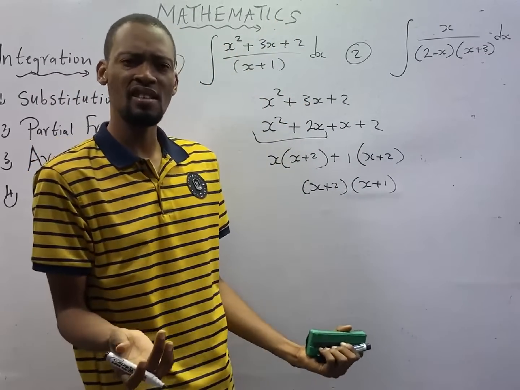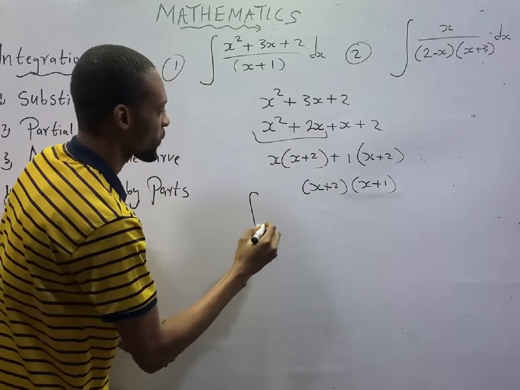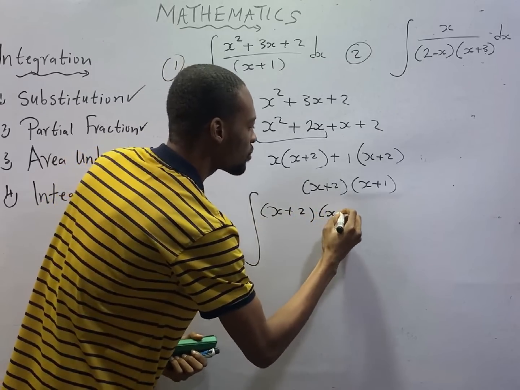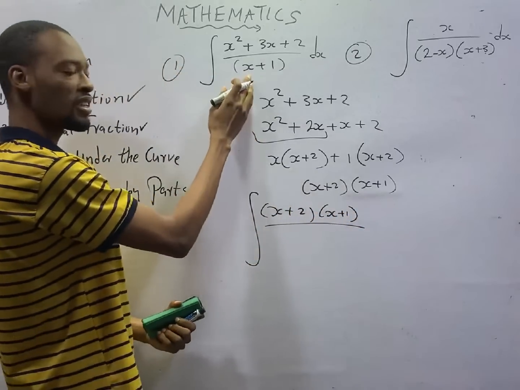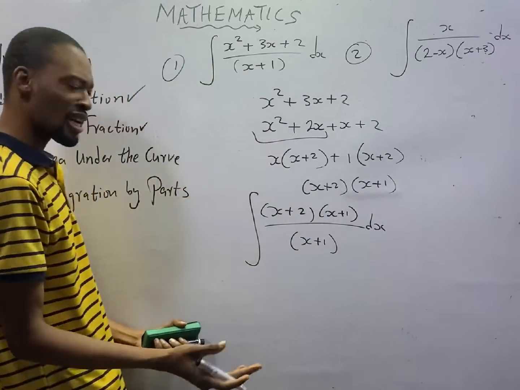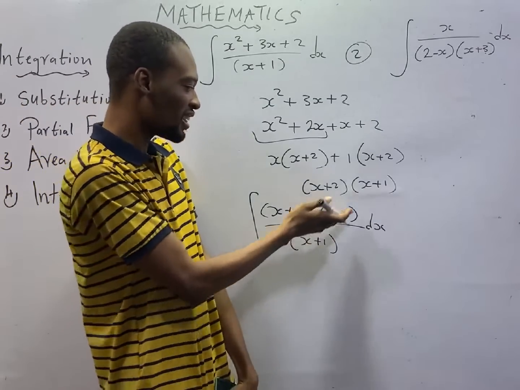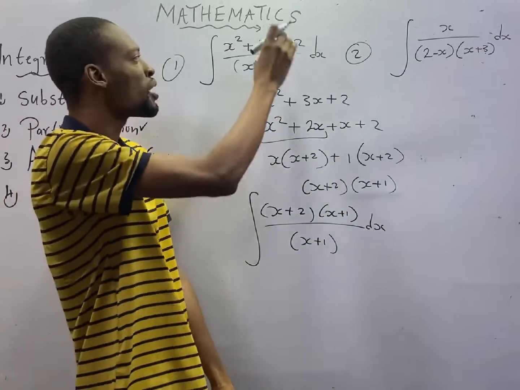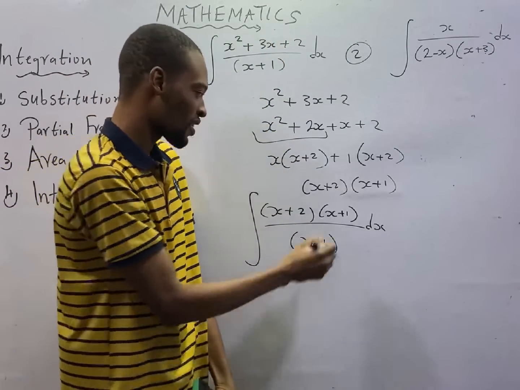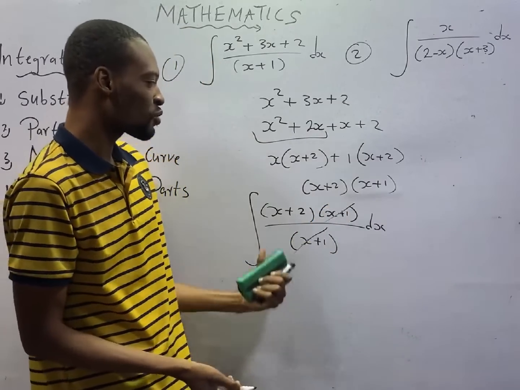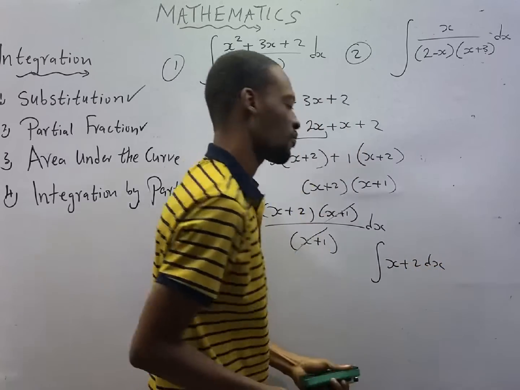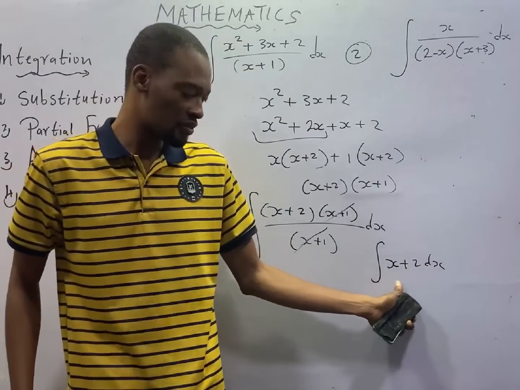So the integral becomes s plus 2, s plus 1 over s plus 1, ds. Now look at the interesting thing. Here and here are similar. That is the reason we are able to factorize the numerator. So it will cancel with the denominator. This cancels this. So this question is basically integrate s plus 2 ds. And this is integration of sums and difference.